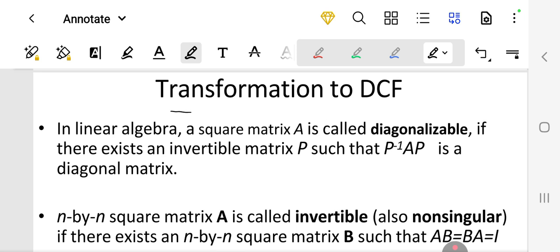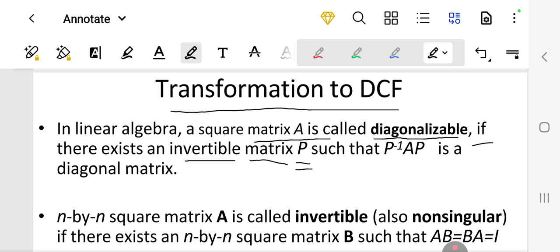For the transformation to a diagonal system, we have to recall some properties from linear algebra. A square matrix A is called diagonalizable if there exists an invertible matrix P such that P inverse times A times P is a diagonal matrix.